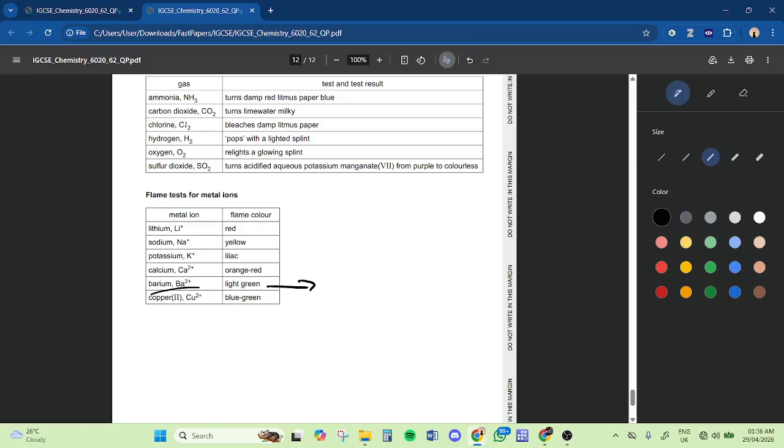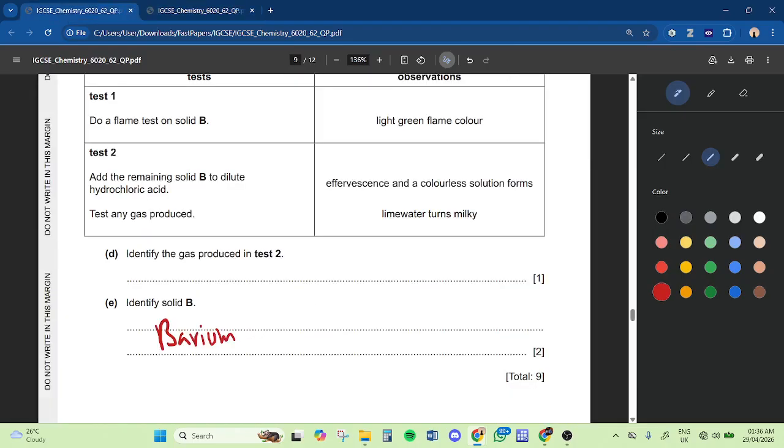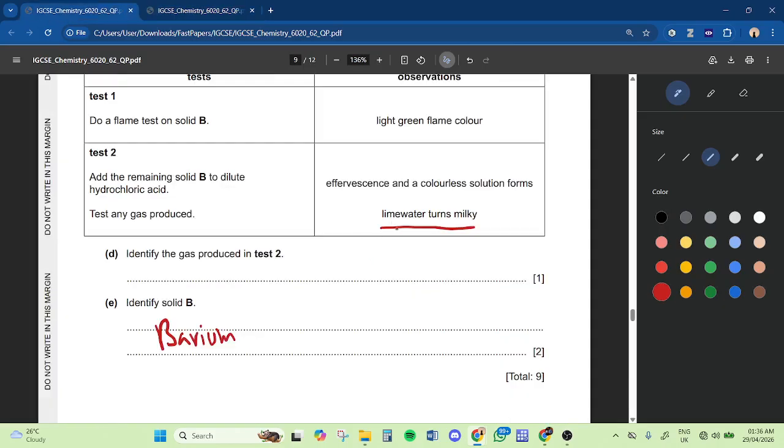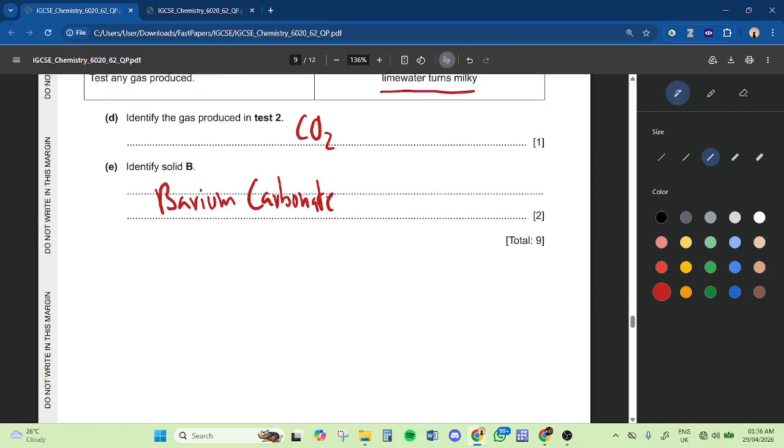They also mention here that a colorless solution forms, and lime water turns milky. So anytime you see lime water turns milky, you know that carbon dioxide gas is produced. And carbon dioxide gas is produced from carbonate ions. So it's going to be barium carbonate, and this will be carbon dioxide, CO2. Very, very easy, 9 marks.